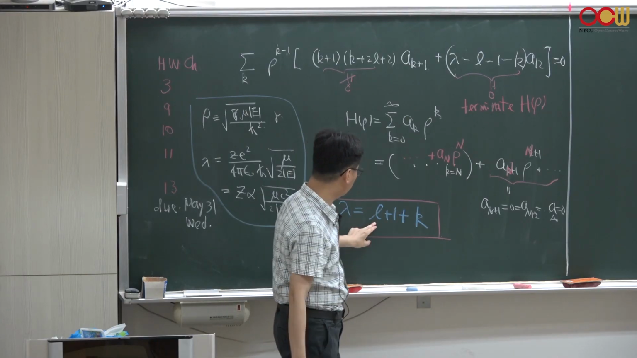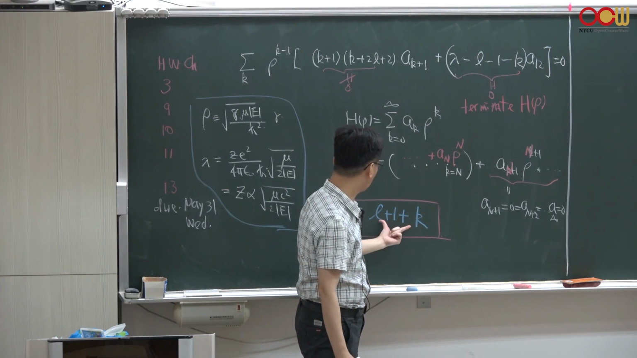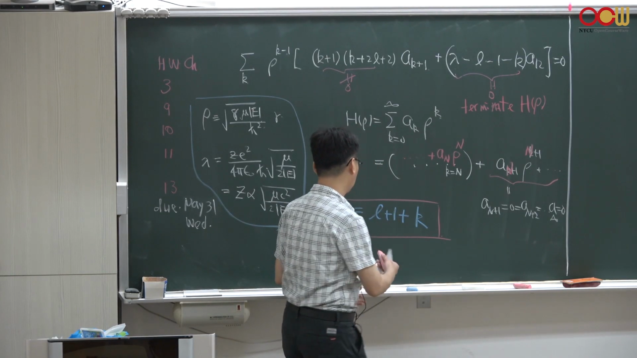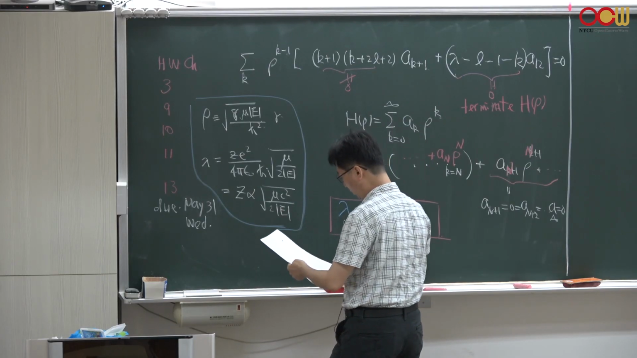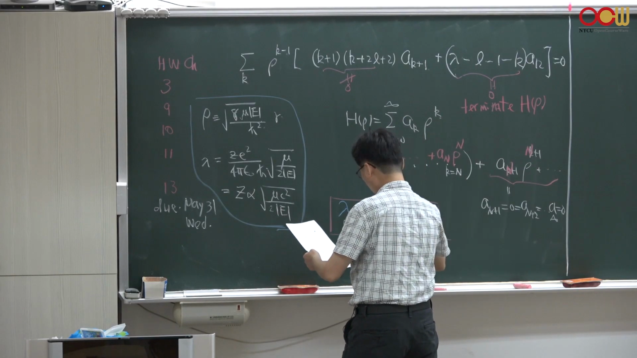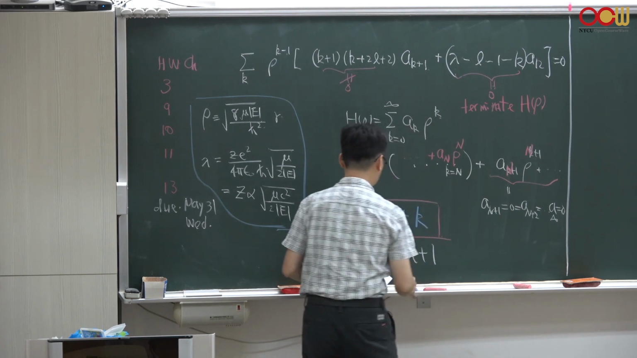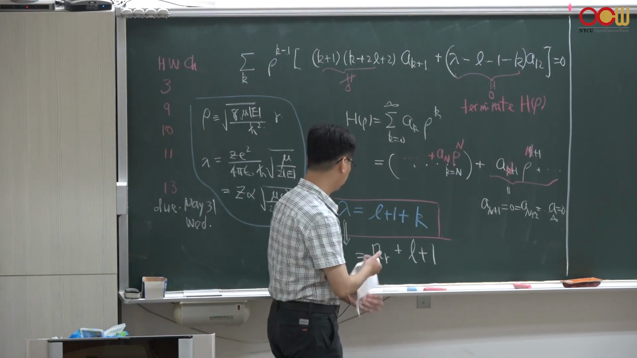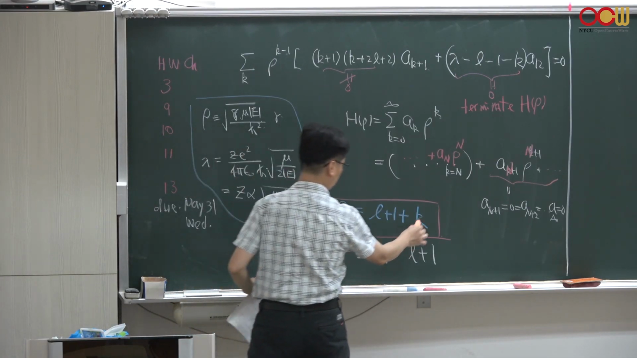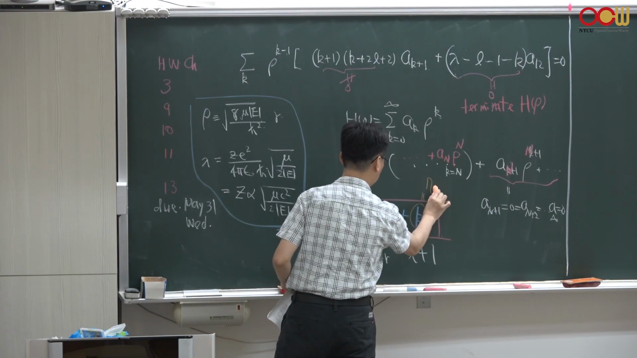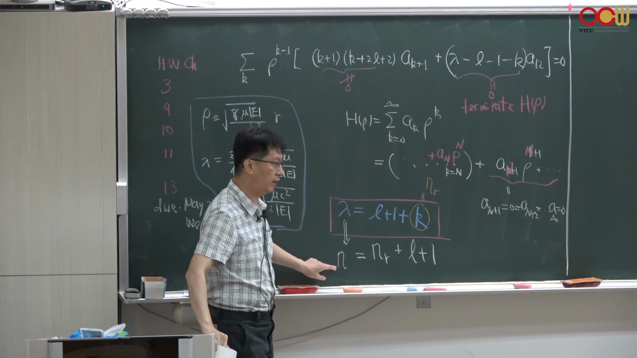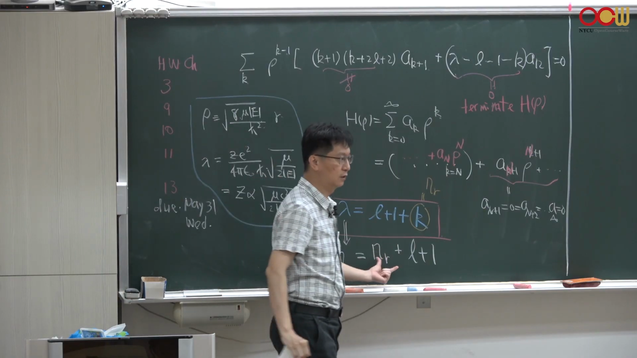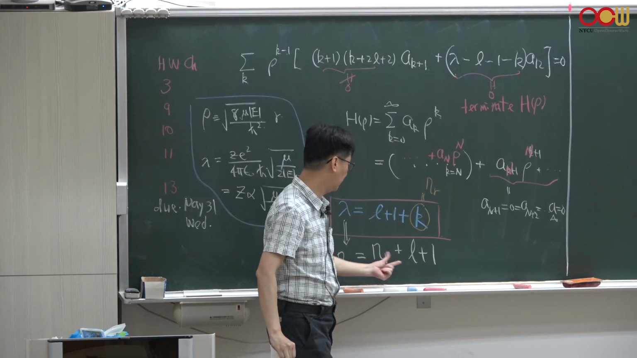And remember, L is an integer, 1 is an integer, k is an integer. So the sum of all the three integers is still an integer. So lambda is an integer. Oftentimes we call this the principal quantum number. k in some textbooks is denoted by n_r. Again, n_r is an integer. So this is called n_r. Little n is called the principal quantum number, which is an integer made of the three integers 1, L and n_r.